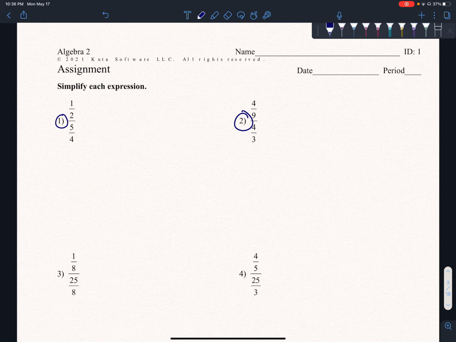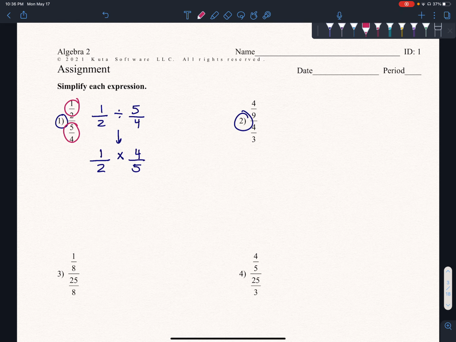Okay, so here we have 1/2 over 5/4. So all of this can be translated into a division statement. So you can kind of circle your fractions. So you have two fractions and then one fraction over the other. So you can rewrite this entire statement as 1/2 divided by 5/4. And then this can get translated to a multiplication: 1/2 times 4/5.